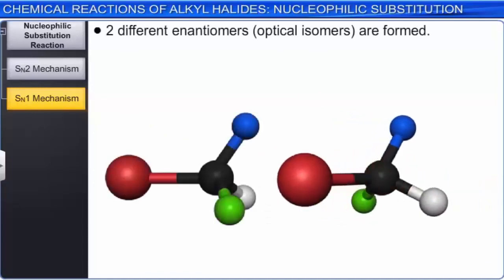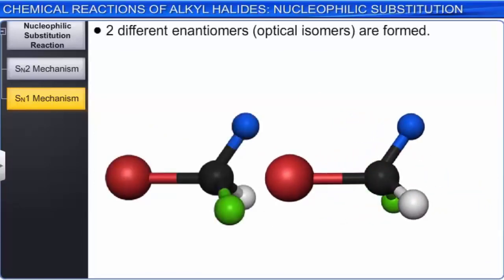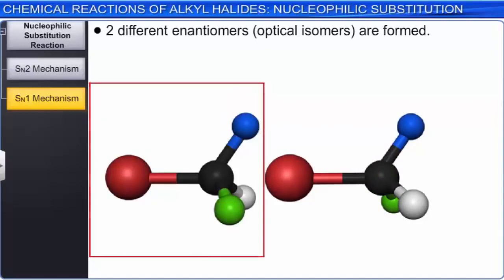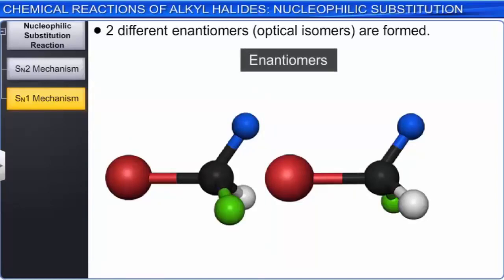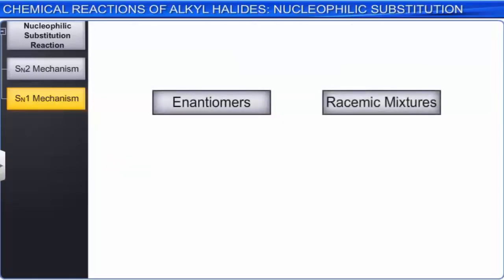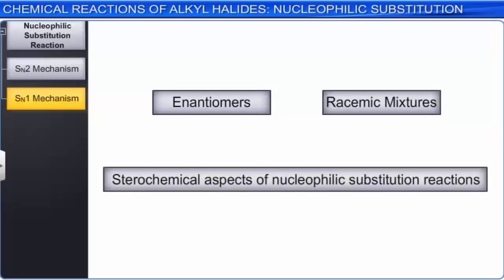Even if we rotate the right-hand molecule around the bond between the black and blue atoms, it still doesn't match the left-hand molecule. We call these enantiomers. In the SN1 mechanism, both enantiomers are equally likely to form. This is called racemization. And such 50-50 mixtures are called racemic mixtures. You will learn more about terms such as enantiomers and racemic mixtures, as well as about the stereochemical aspects of nucleophilic substitution reactions in the next module.